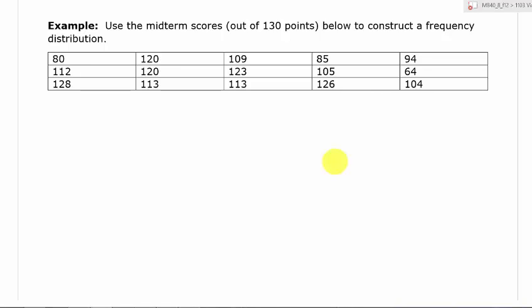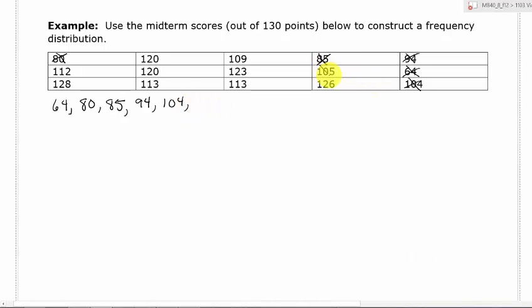So looking at this table, 64 is our smallest. And the next one after that is 80. And then the next one after 80 is the 85. And then the next one after that is 94. And then after that, 104. And notice I'm crossing these off as I list them. It helps me make sure that I've used all of my data so that I don't forget any, and I also don't repeat any data values, so I don't list them twice.